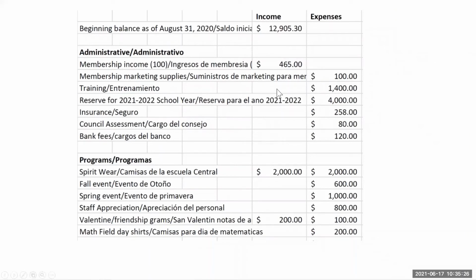This was just an example of how to, yeah, you'd have the income, and you'd actually have a total down here at the bottom. So you'd have a total of all your income and a total of all of your expenses. And then you can do what's called a net column. So then you'd subtract expenses from income, and that would tell you how you did.